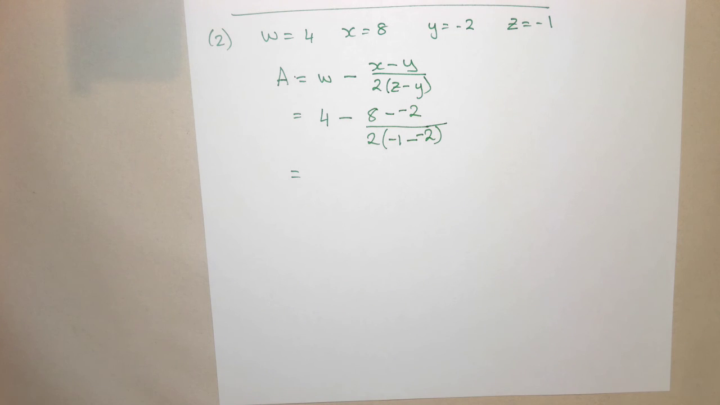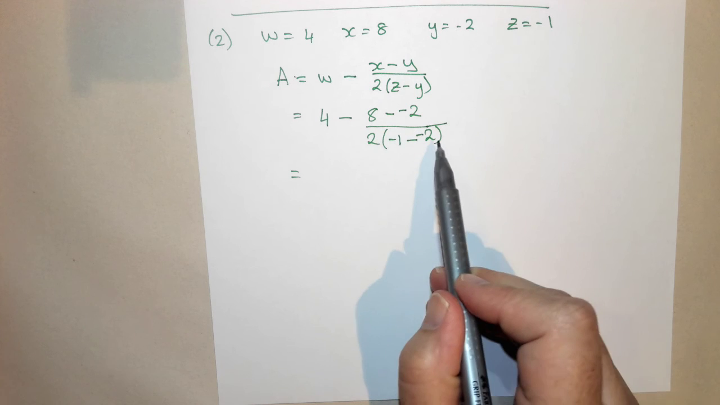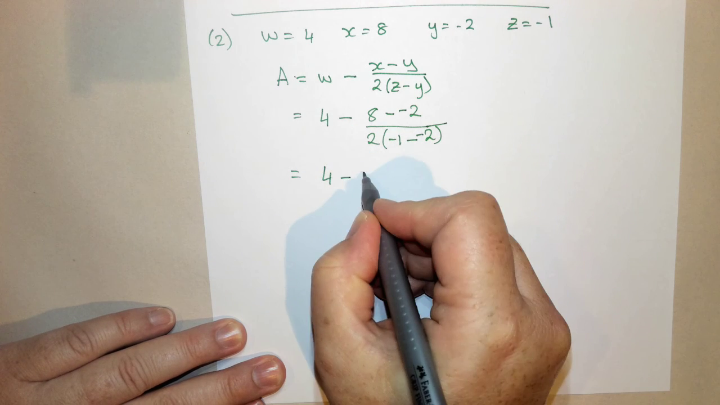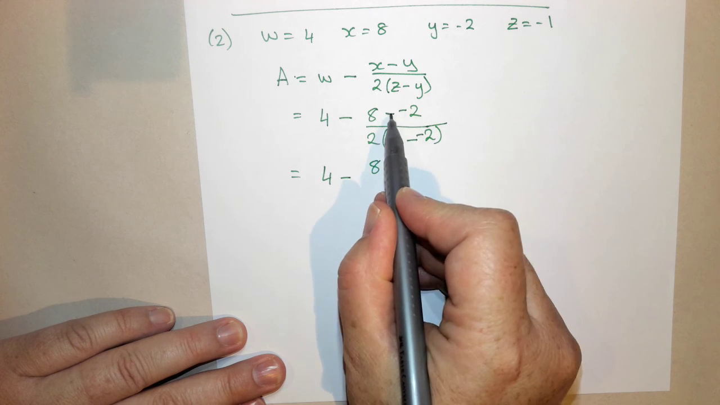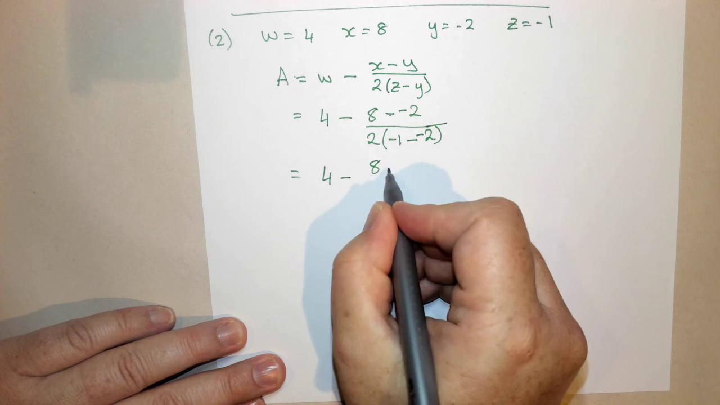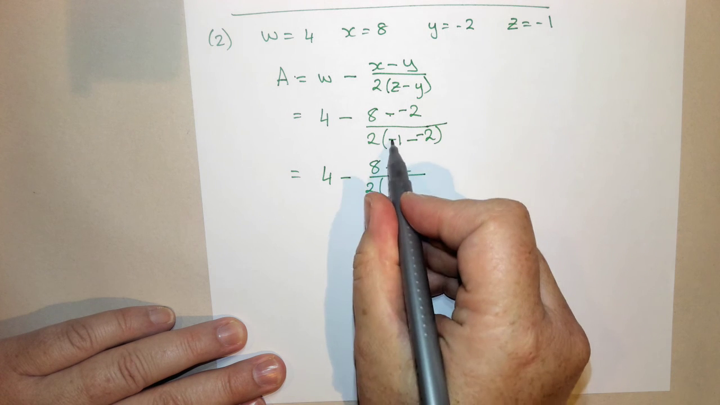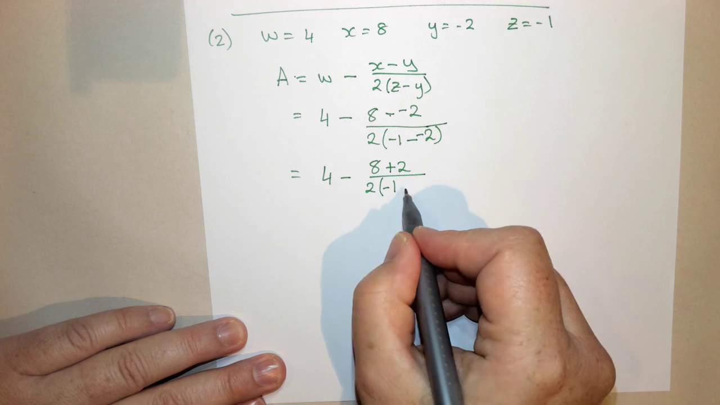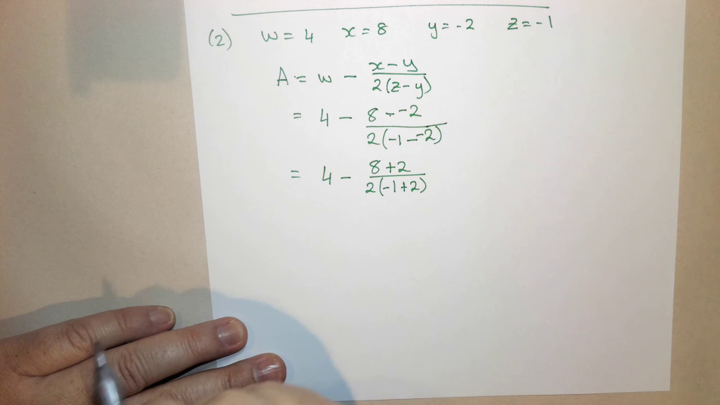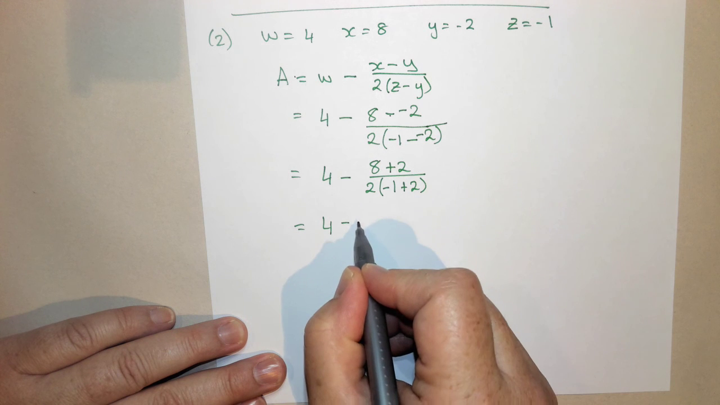Okay, so now what do I do first? Do I have any brackets? Yes, I do. I've got a set of brackets there, so I need to simplify that set of brackets first. So I'm going to leave 4, take away, and I'm just going to do a little bit of simplifying as I go. Subtracting a negative 2, so 2 negatives make a positive, so that becomes plus 2 over 2 bracket. Now this here also, negative 1, subtracting negative 2, so 2 negatives make a positive, so that becomes plus 2. Okay, now I can actually simplify that bracket.